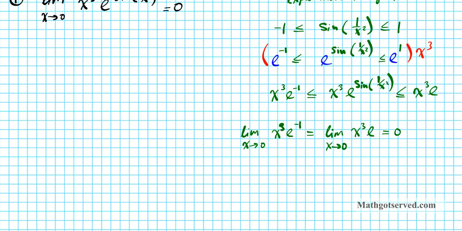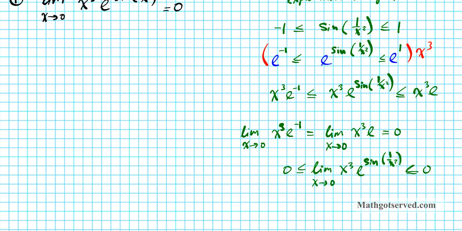Okay? So what does that tell me? It tells us again that the limit of the central expression as x approaches 0 is bounded between 0 and 0. So 0 is less than or equal to the limit as x approaches 0 of x to the third e to the sine 1 over x squared, and that's also less than or equal to 0.